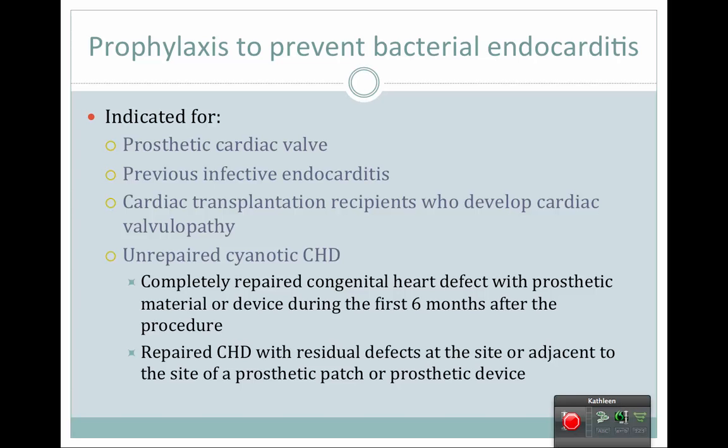Prophylaxis to prevent bacterial endocarditis: prosthetic cardiac valve, patients with previous infective endocarditis, cardiac transplant recipients who develop cardiac valvulopathy, unrepaired cyanotic congenital heart disease, and completely repaired congenital heart defect with prosthetic material or device during the first 6 months after the procedure. Repaired congenital heart defect with residual defects at the site or adjacent to the site of a prosthetic patch or a prosthetic device.